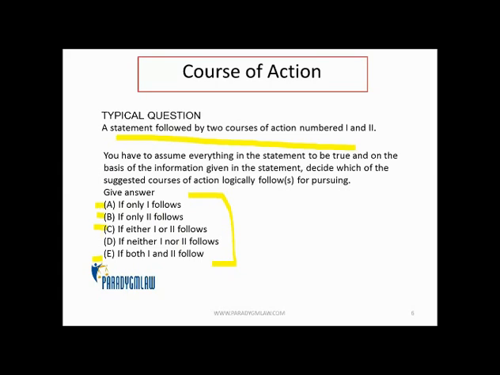Now, if either follows, now this is very important, you would choose this only if either 1 or 2 would mitigate the problem. It would solve the problem. And you would use this option if both together are necessary to solve the problem. Okay. And D option, of course, neither courses of action will give you the proper solution.